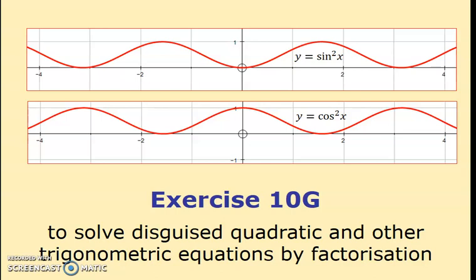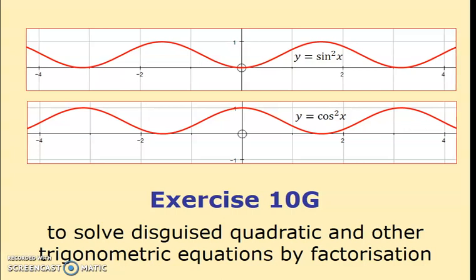Oh, this is exercise 10G. I'm just solving some more disguised quadratics and also some other trig equations using factorization. So the fact I've got the two graphs at the top, y equals sine squared and y equals cos squared, tells you that there are going to be lots of squared cosines and sines in what we're about to do. So let's crack on anyway.